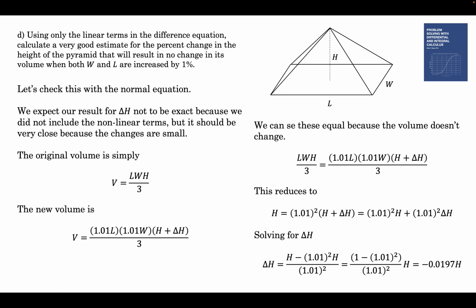We can have as many significant digits as we want because this is exact. I only kept 4. But this is very close to minus 2%. So we're very happy with this. We left off the nonlinear term, and we're close enough. Minus 2% change to keep the volume the same.